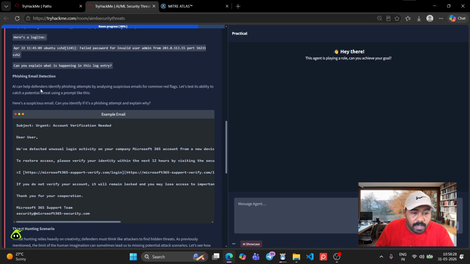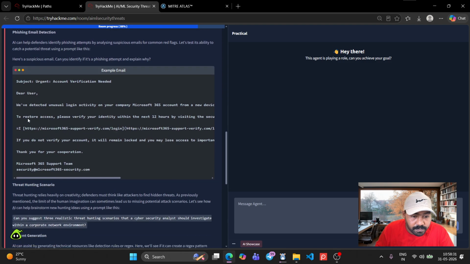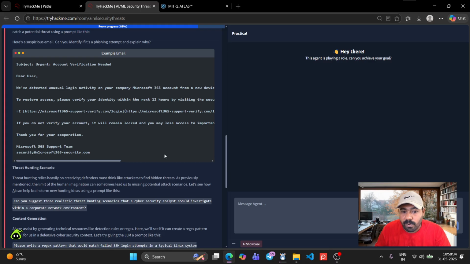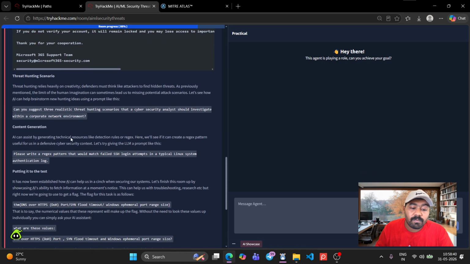Phishing email detection. AI can detect phishing by providing an email to our chatbot and identifying whether it is a phishing mail or not. Threat hunting scenario. Threat hunting relies on the creativity of defenders, who might think like an attacker to find hidden threats. As previously mentioned, the limit of human imagination can lead us to miss potential attack scenarios. Let's see how AI can brainstorm new hunting ideas with a prompt like this: can you suggest three realistic threat hunting scenarios that a cybersecurity analyst could investigate within a corporate network environment?